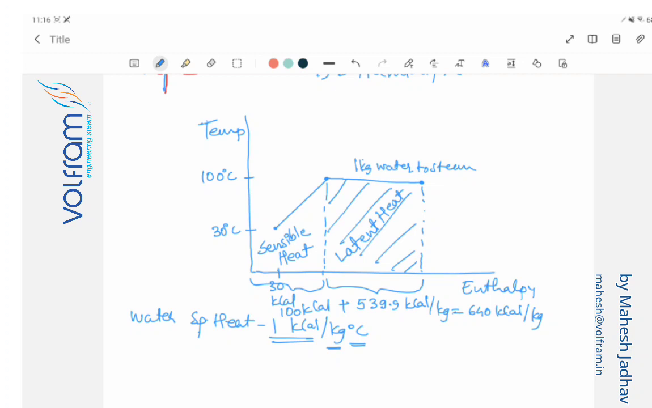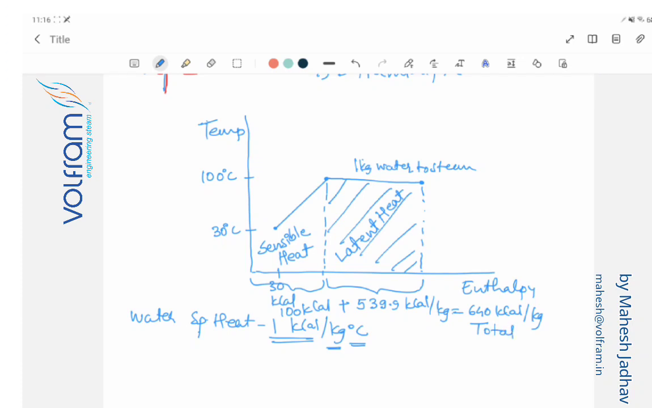Understood? Why 100 kilocalories? Because every degree will absorb 1 kilocalorie. So it will be 100 plus latent heat. You cannot kill the energy, right? Energy can neither be created nor destroyed, so the total energy will be there in the steam. So it will be 640 kilocalories in 1 kg. Clear? Okay. So 640 kilocalories is called total heat.